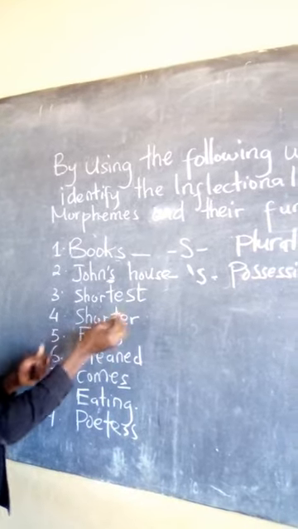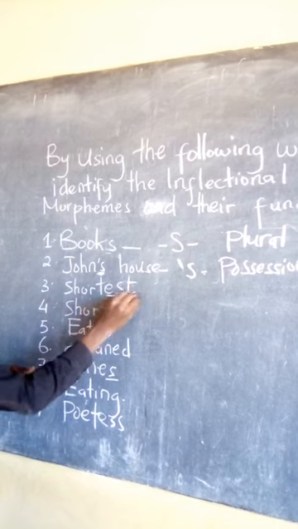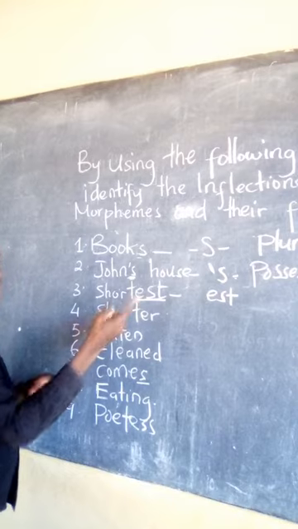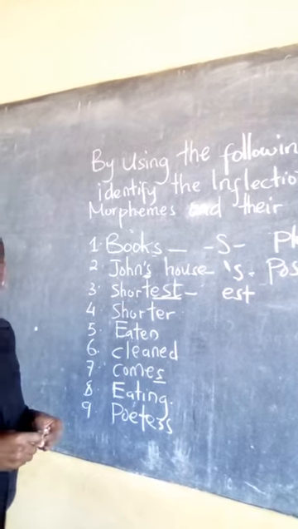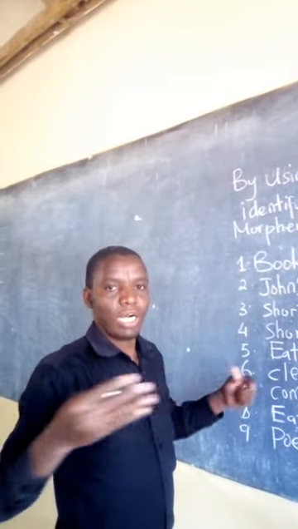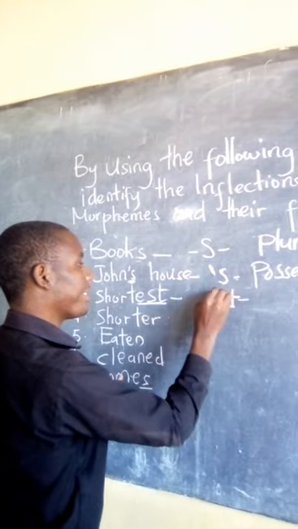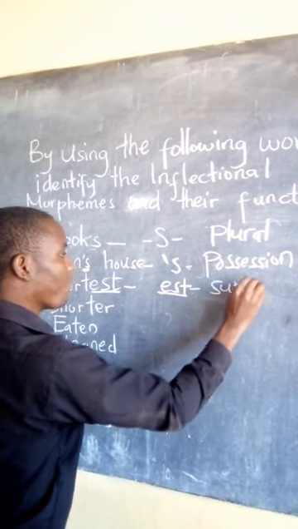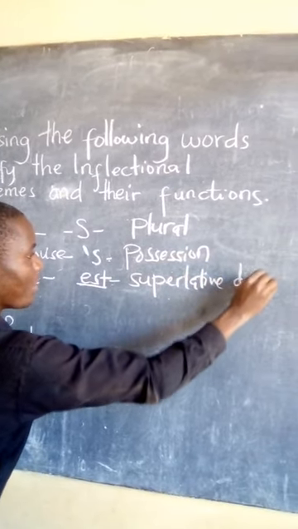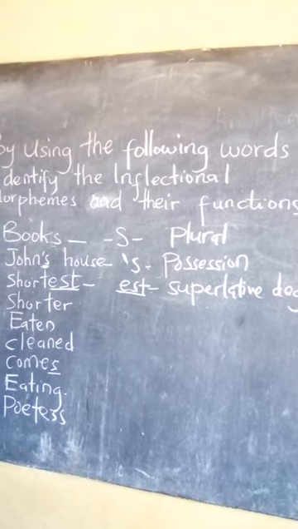Now another word is shortest. In shortest, the inflectional morpheme here is est. This shows the superlative degree, the comparison of more than two things. It shows superlative degree of comparison.